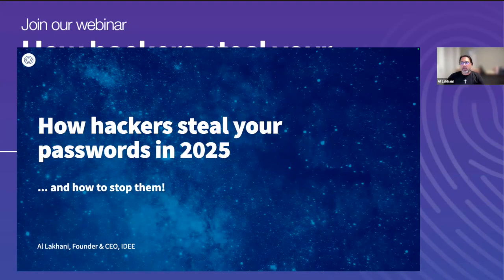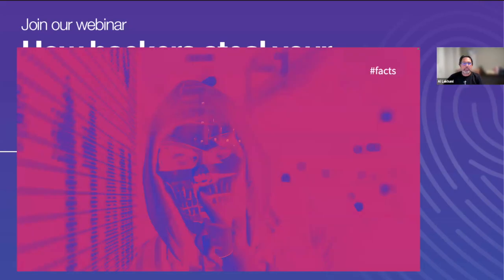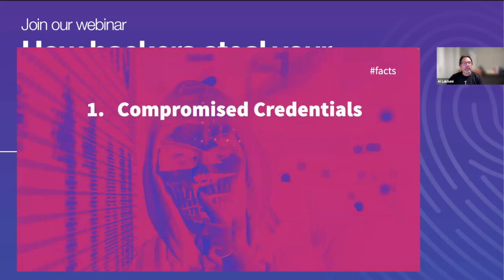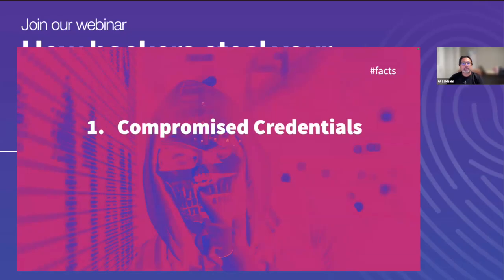Obviously, the presentation today is how hackers steal your passwords in 2025 and how to stop it from happening. So what I'm going to start with is a couple of basic facts. So the number one attack vector across the world is compromised credentials. So in hacking, the companies that investigate attacks, they joke nobody hacks anymore. They just walk in through the front door because they have stolen the keys. So that is what compromised credentials are about.